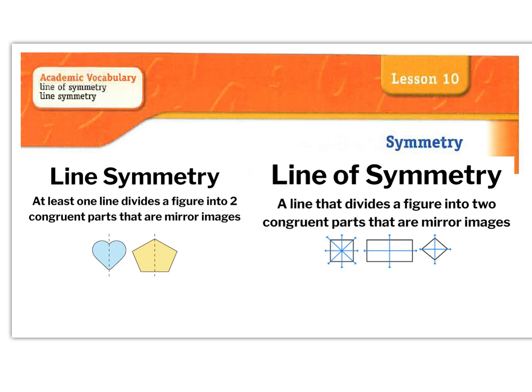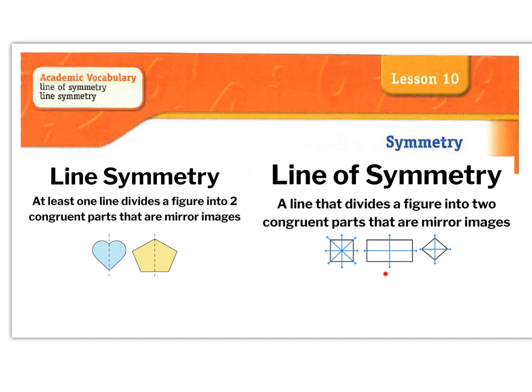So line symmetry is when at least one line divides a figure into two congruent parts that are mirror images. So they have at least one line. With that line, you could fold that in half, and this side would be congruent to that side. It would match up exactly. Same with this one. And then a line of symmetry is a line that divides a figure into two congruent parts that are mirror images.